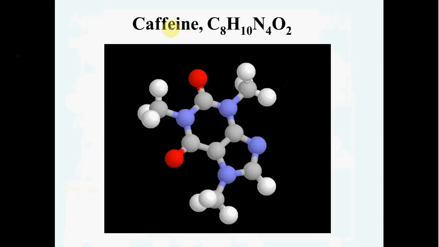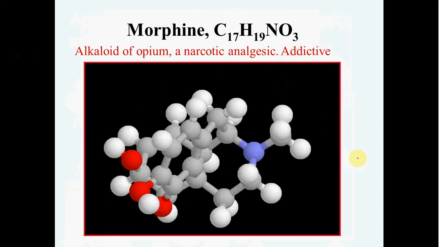Caffeine is a base. Notice it ends in INE. These are amines. Again, you can see the nitrogens that would lead to that structure. Morphine is an amine. Any compound, typically in organic chemistry, ending in an INE is a base of some sort.